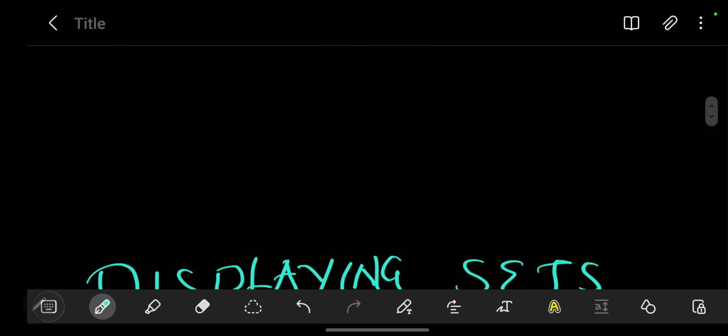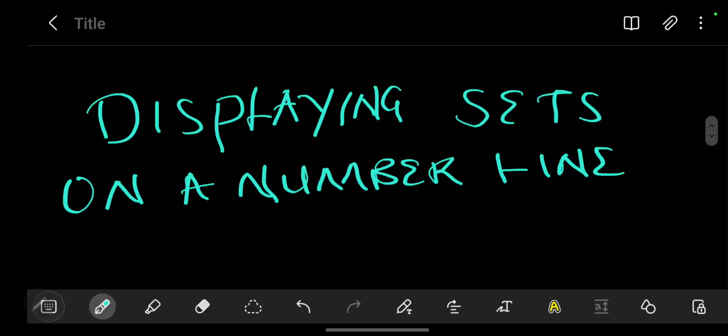So here today we are going to be looking at displaying sets on a number line.